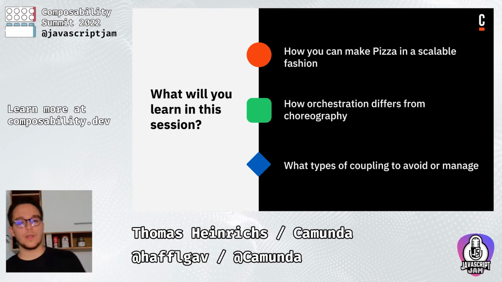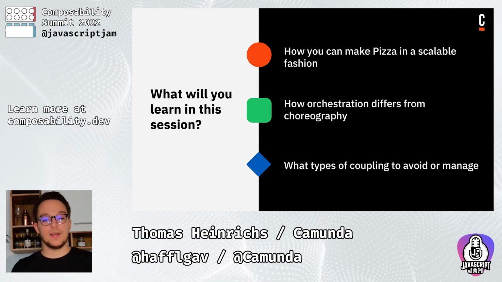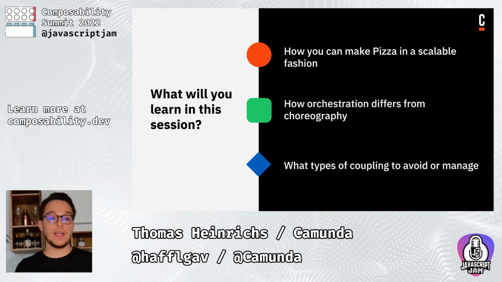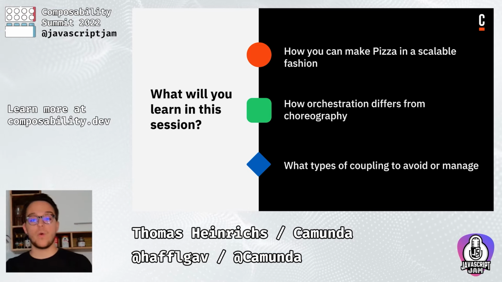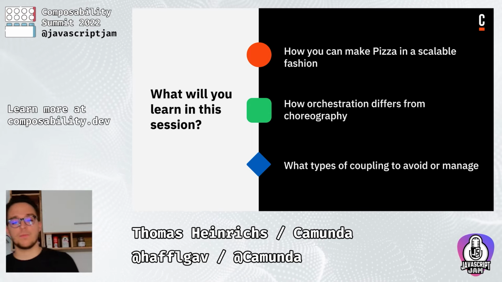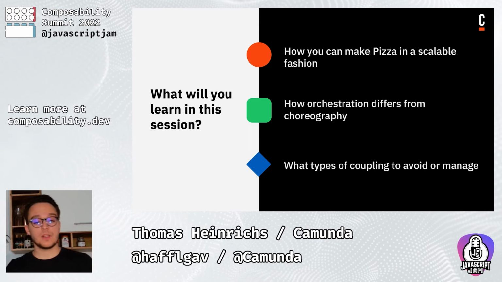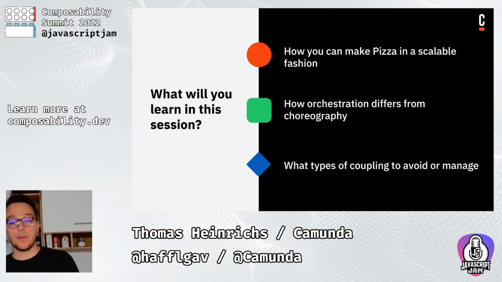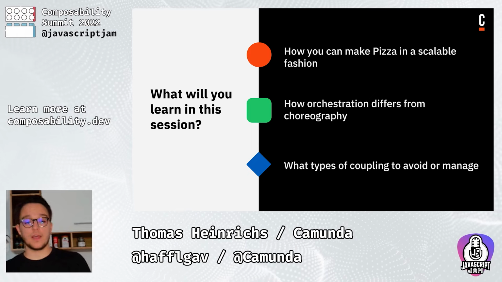Let's keep things going. What are we going to actually discuss in this presentation? First of all, to make things a bit easier to follow, I decided to go with a pizza use case. So we'll take a look at how we can make pizza in a scalable fashion. Next up, we'll look at how orchestration differs from choreography. In the previous section, we'll also go over some common myths, and then we are trying to prove or disprove them. Last but not least, in the last part of my talk, we are having a chat about types of coupling we need to avoid, be aware of, or at least manage. So that's the agenda for today.